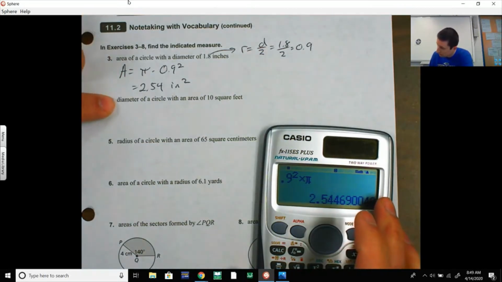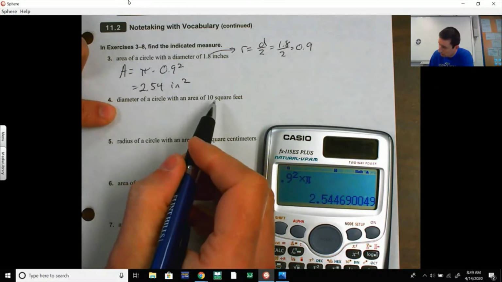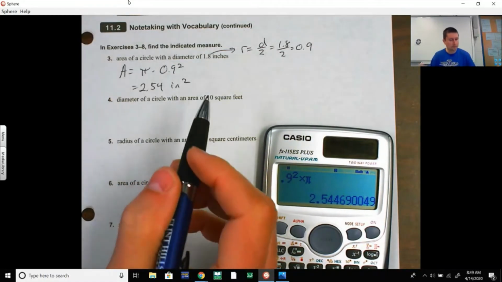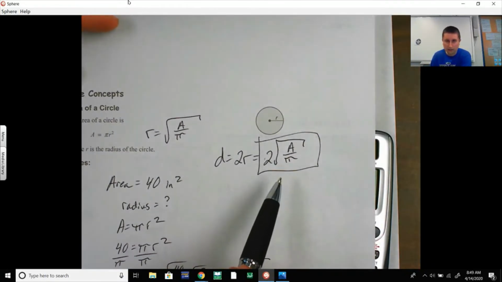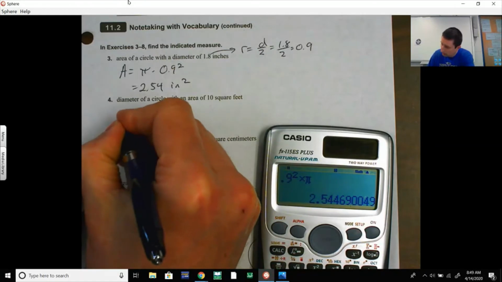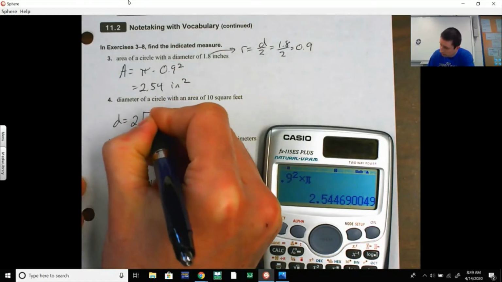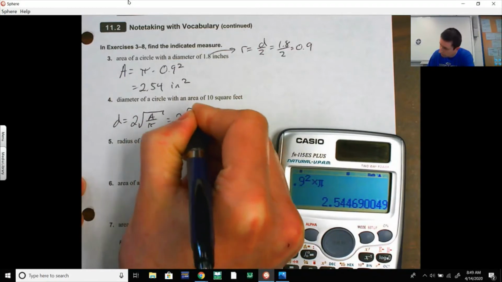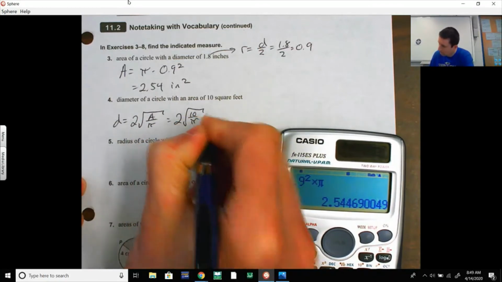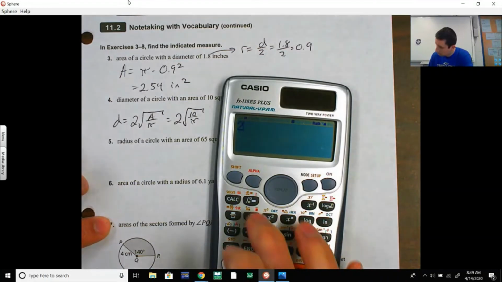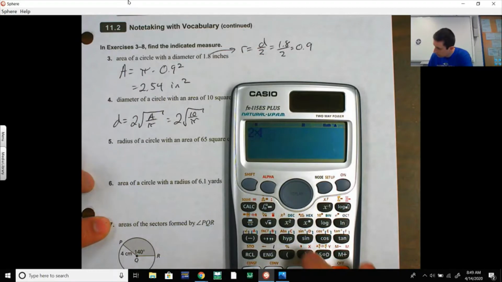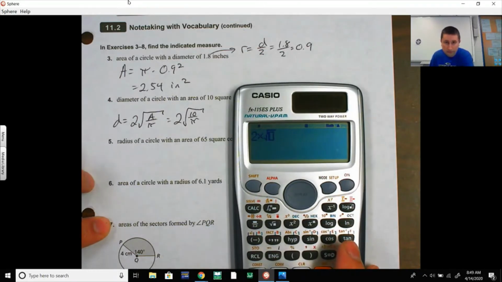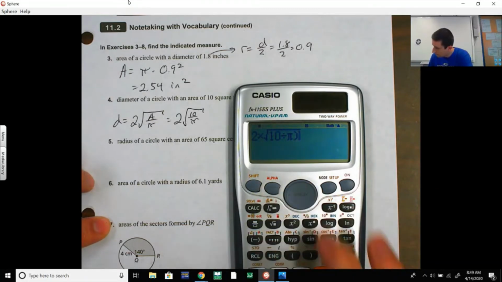They want the diameter of a circle with an area of 10 square feet. So, good thing we have a formula. They want the diameter. Diameter is 2 times the square root of the area divided by pi. So diameter equals 2 times the square root of 10 over pi. So 2 times the square root of 10 divided by pi.